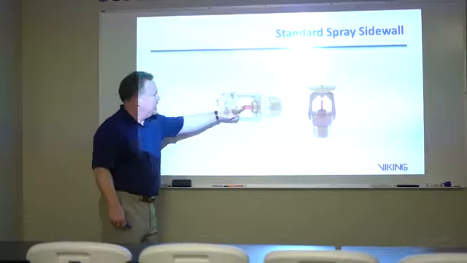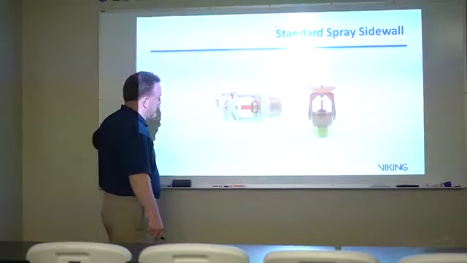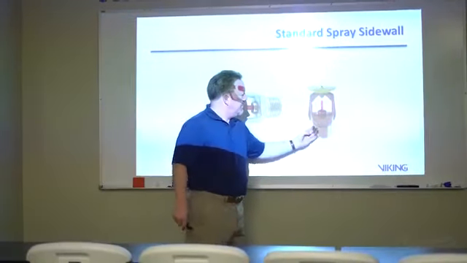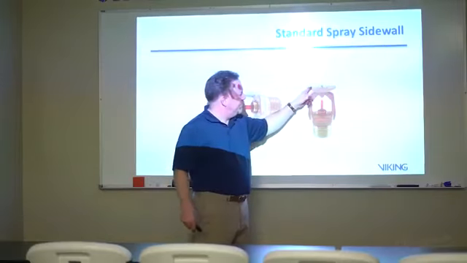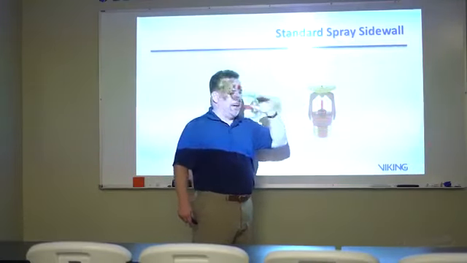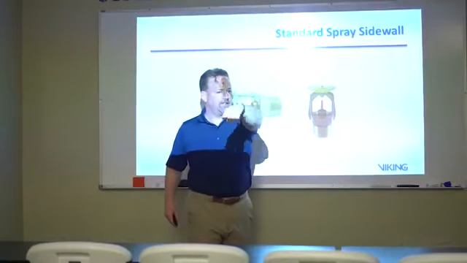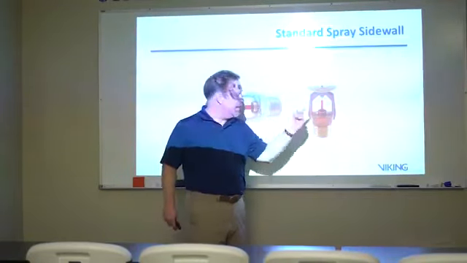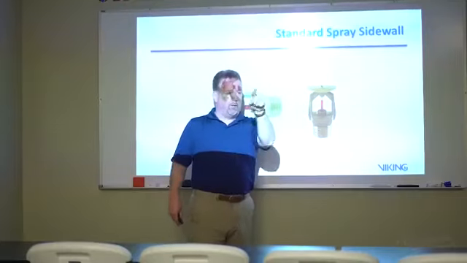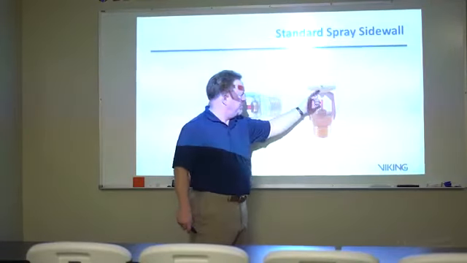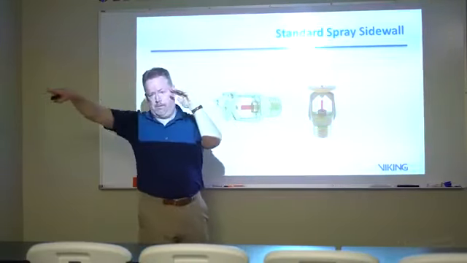This one actually sprays water out this way. It comes up and the deflector is bent so that it takes the water and directs it out into the room, just like it's facing you right now. This particular sprinkler would spray water up, hit the deflector, and head out into the room.